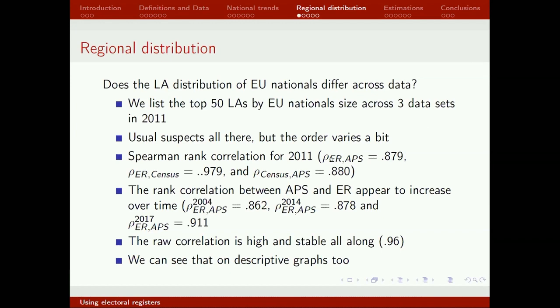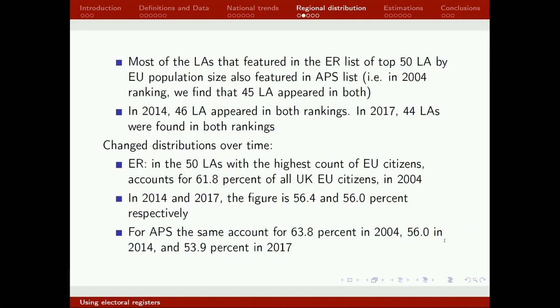So we make a simple rank correlation between the electoral register and the APS. We found that the correlation between the ranks of those local authorities is quite high, but it's highest between the electoral register and the census, at 0.97. That's the Spearman rank correlation, and we've got a direct correlation here, which is around 0.96 overall. You can see that on the graph. If you draw, for example, the APS on the y-axis and the electoral register on the x-axis, you will see that the numbers we observe in those two data sets fit along a straight diagonal from the origin. If they were exactly the same, they would be perfectly aligned on this diagonal. We don't have time to go through those descriptive graphs, but you see that there is some variation around the diagonal, of course.